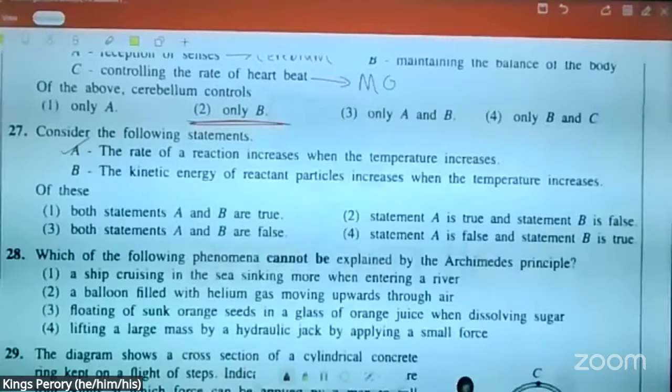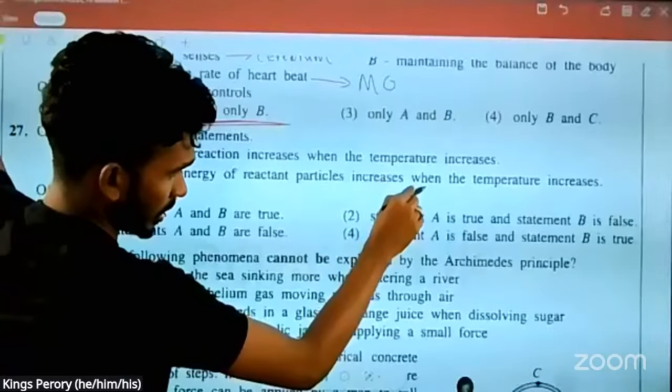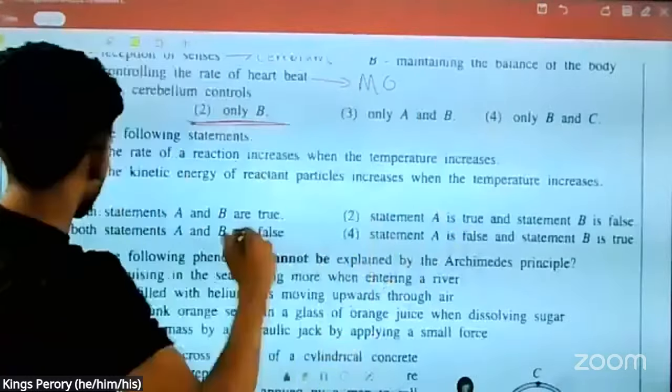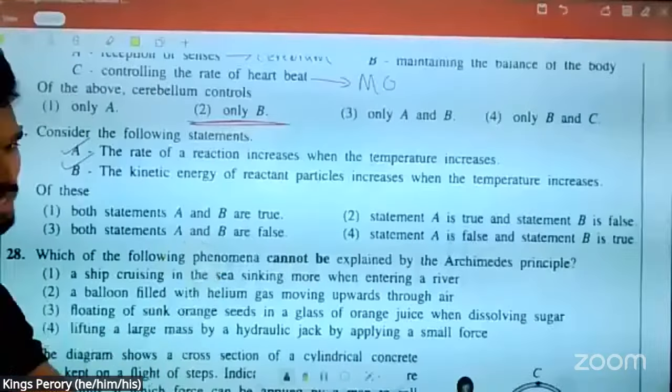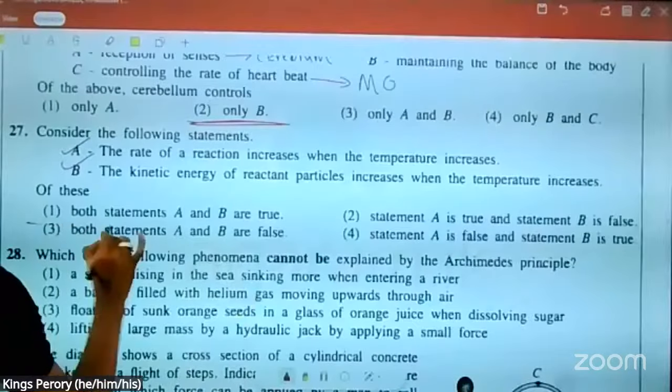So that is what is told there. The kinetic energy of reactant particles increases when temperature increases. Temperature increases, kinetic energy increases. A is true, B is true, both are true, answer is answer 1.